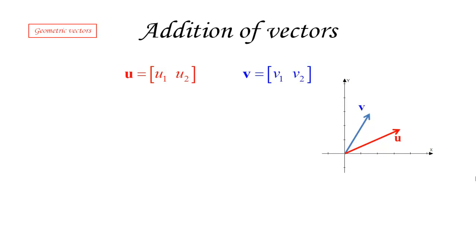Now by definition, I'm going to define a new vector which I'm going to call u plus v, simply as the vector which has as first component the sum of the first components of u and v, and as second component the sum of the second components of u and v as well. It's pretty straightforward, pretty reasonable, okay?